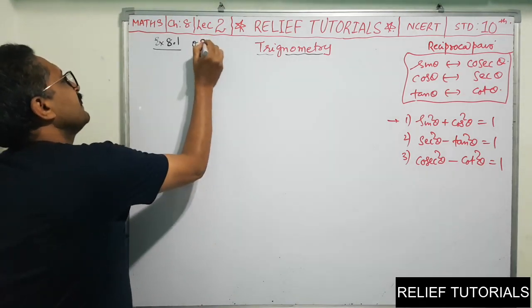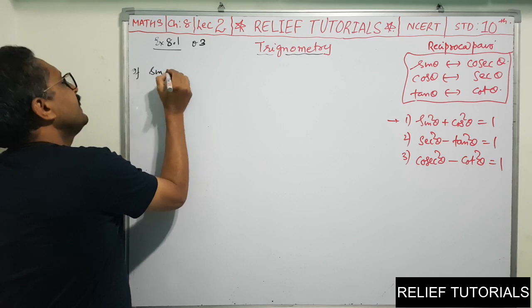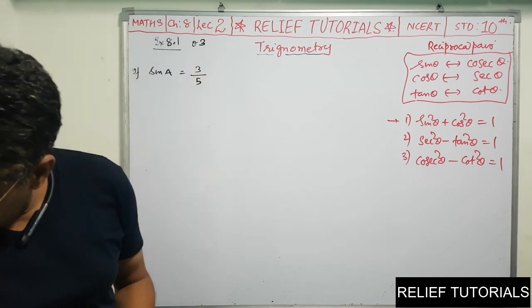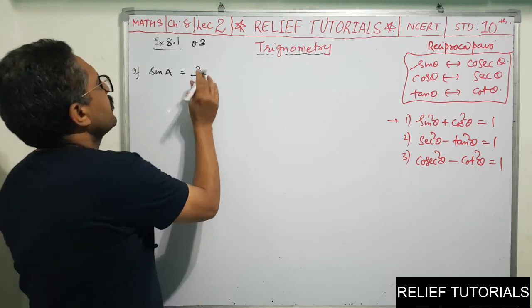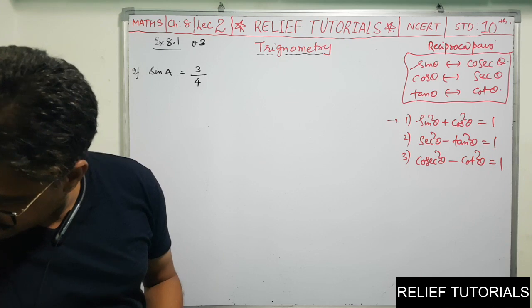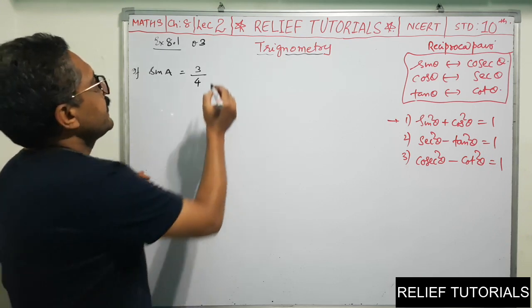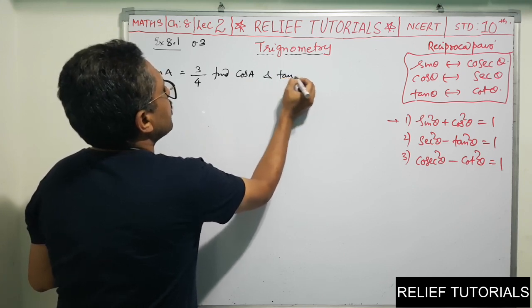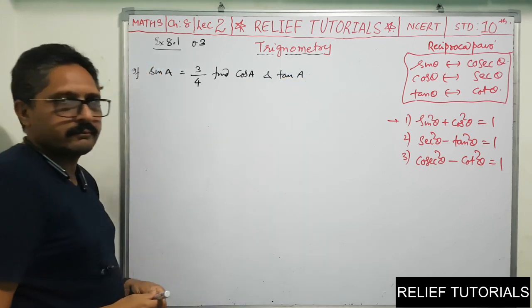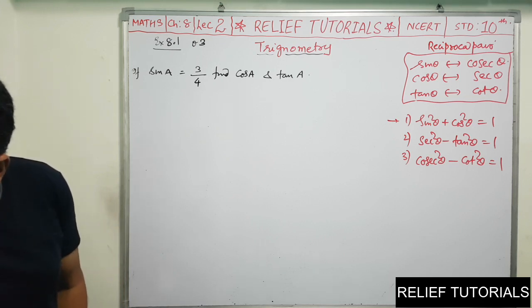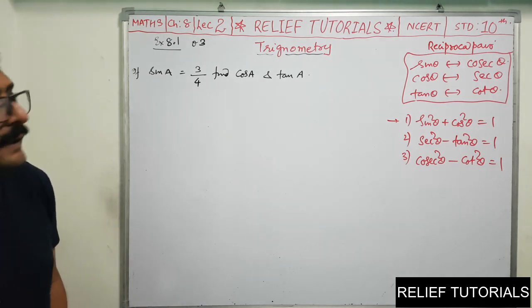Now, question number 3. If sin A is equal to 3 by 4, calculate cos A and tan A. So we have this problem, question number 3. If sin A is equal to 3 by 4, calculate cos A and tan A.